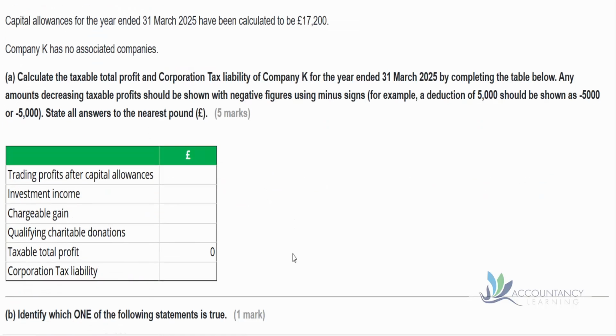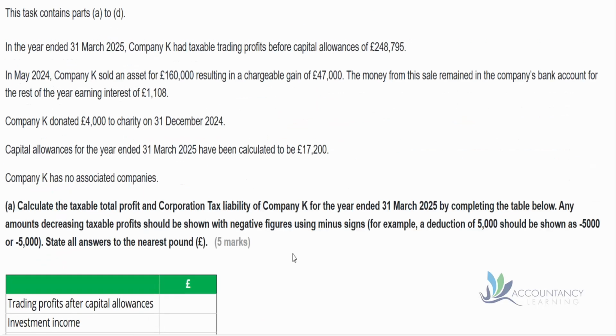They've given us a table there. We've got our trading profits after capital allowances, investment income, chargeable gain, qualifying charitable donations, taxable total profit, and then we need to work out the tax liability. What typically happens in these questions is that the order in which the answer appears will not match the order in which the information appears. So there's a risk that you waste quite a bit of time looking for the information that you need.